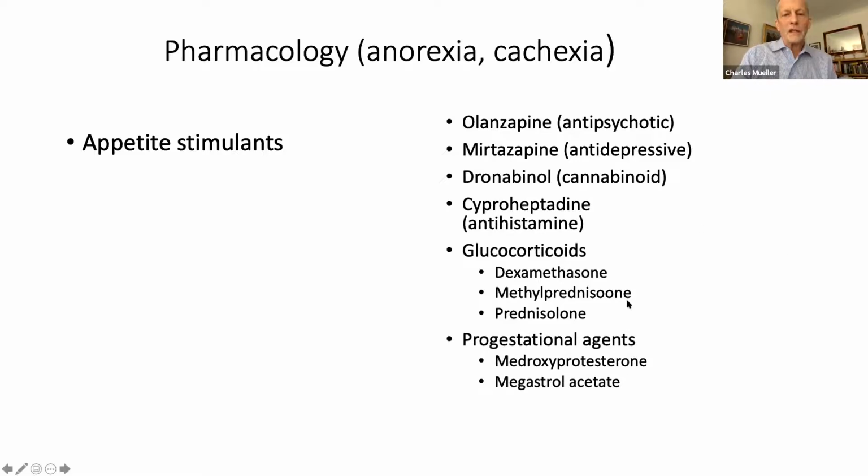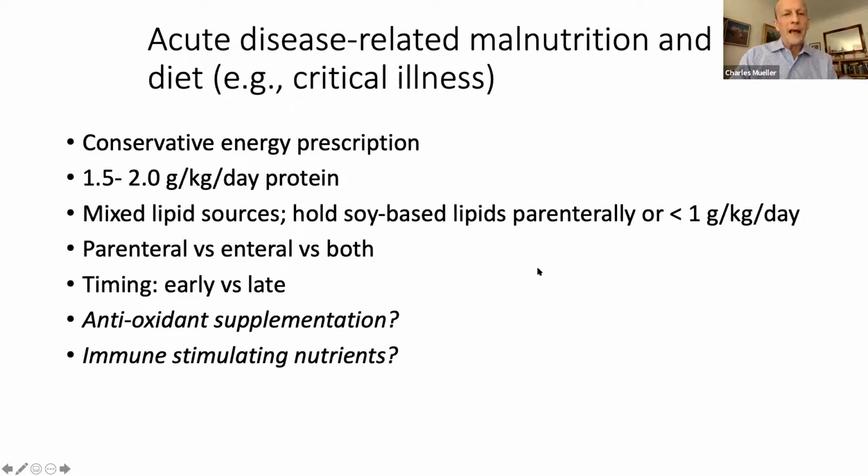Most of you know that steroids increase appetite. And in the acute ICU setting, we're very conservative now with energy prescription, a little more liberal with protein, and mixed lipid sources. Soy-based lipids appear to be a little bit immunosuppressive, so we limit their use to less than a gram per kilogram per day. The timing, where there is even evidence that we perhaps shouldn't be feeding people in the acute phase of inflammation in ICU because it inhibits something called autophagy, which is the clearing of metabolic waste due to systemic inflammation.